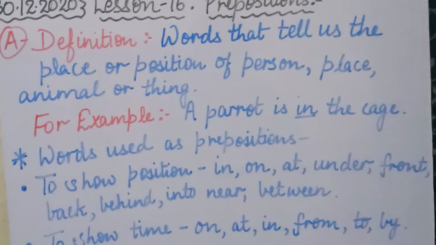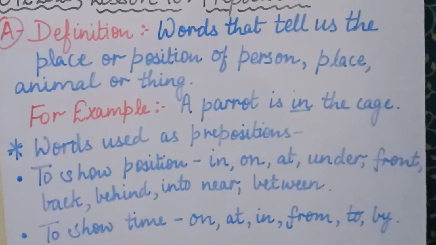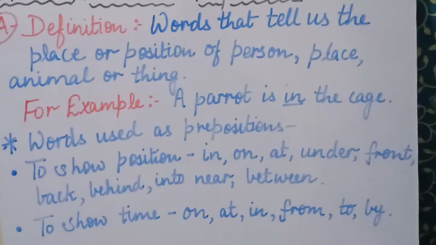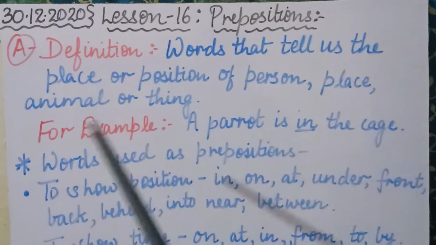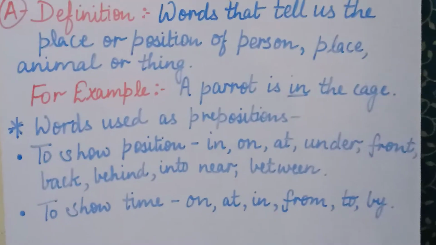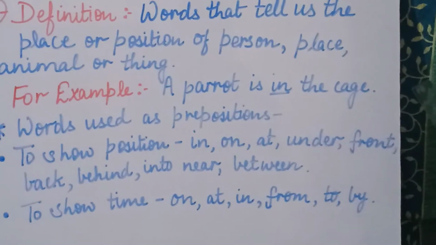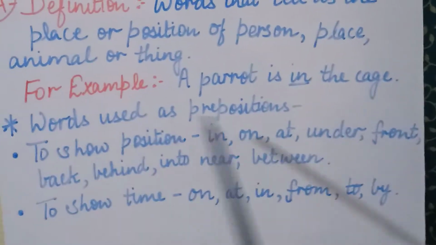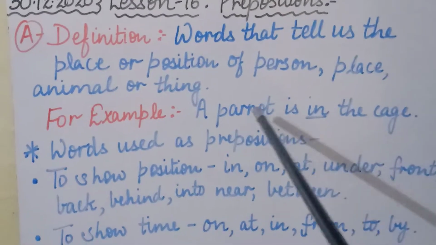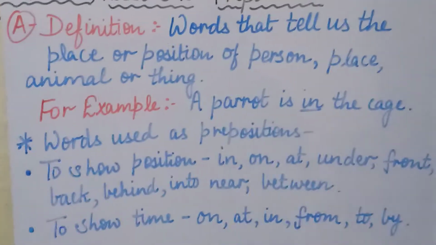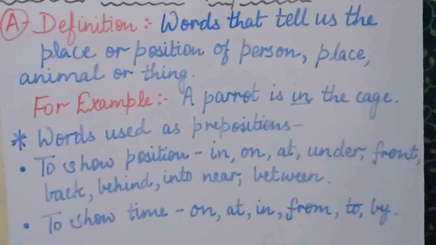Under is a preposition. Why? Because the word under is telling us where the cat is sitting. It is telling us the place or the position of that animal. Is that clear? So words that tell us the place or position of person, place, animal or thing are known as prepositions. Now for example, a parrot is in the cage. Where is the parrot? Inside the cage, in the cage. So this word in is a preposition because it is telling us the place or the position of the parrot, which is a noun, an animal. So where is the parrot? A parrot is in the cage. So in is a preposition.